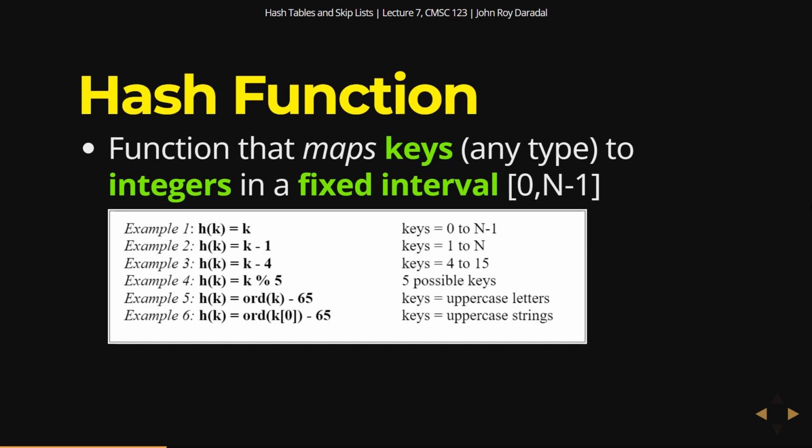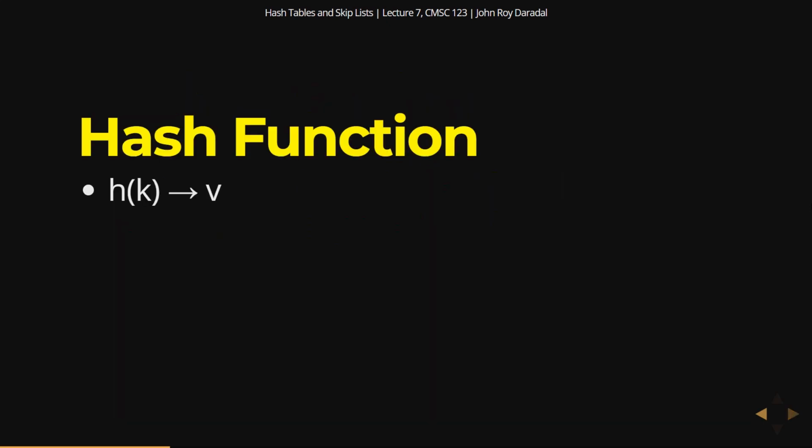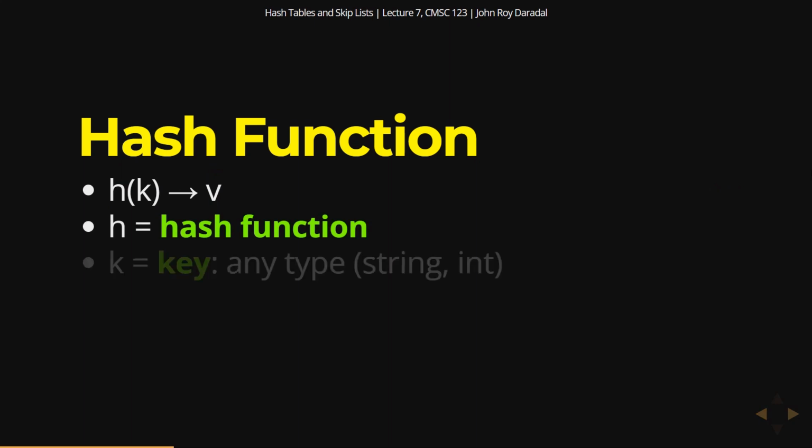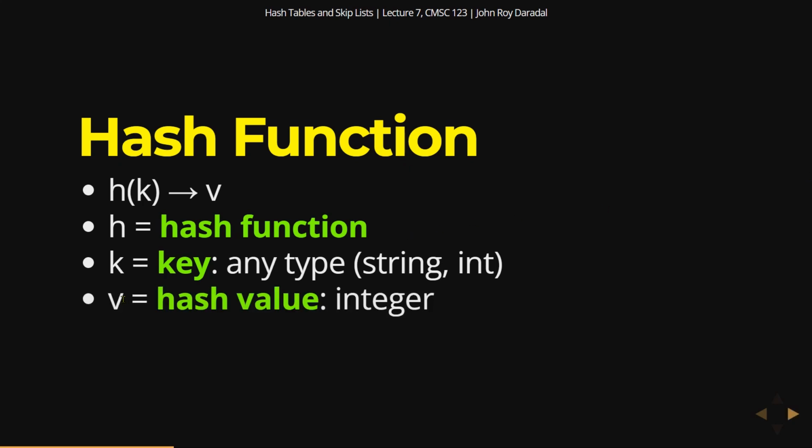So you map the key of any type to an integer in a fixed interval from 0 to n minus 1. Our hash function looks like this: h of k, and it will give you a value, let's call it v. h is the hash function, k is the key, which could be of any type, a string or an integer. And v is what we call the hash value. This is what the hash function returns, and it is guaranteed to be an integer, because we take any type of key and turn it into an integer.